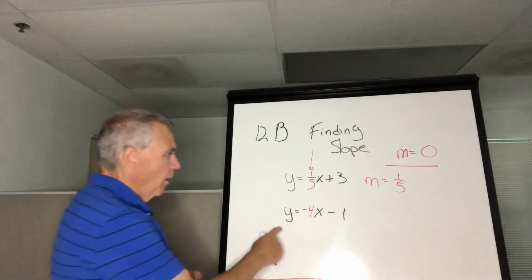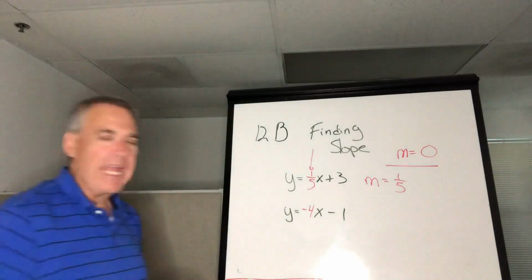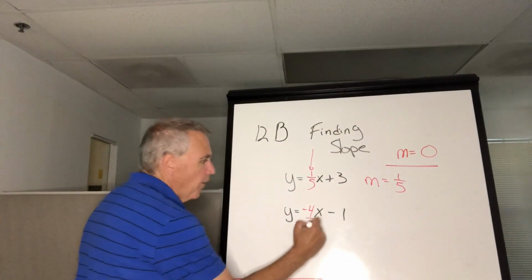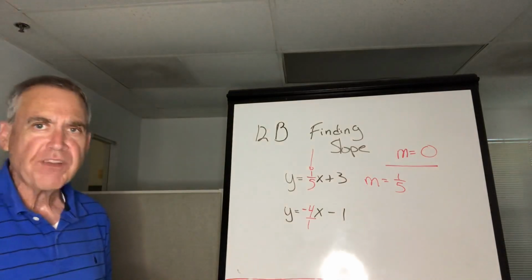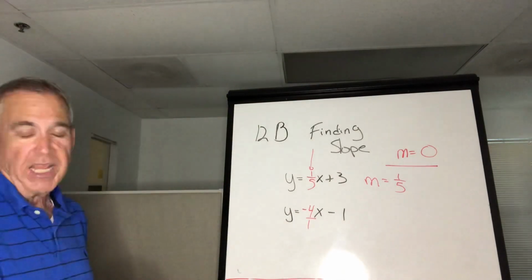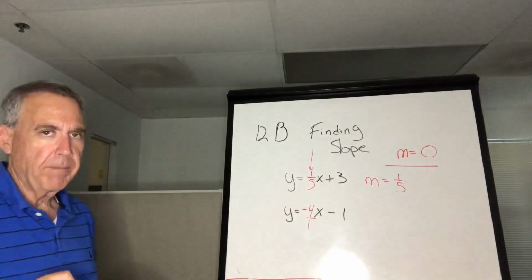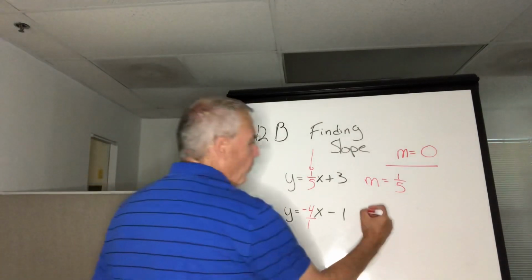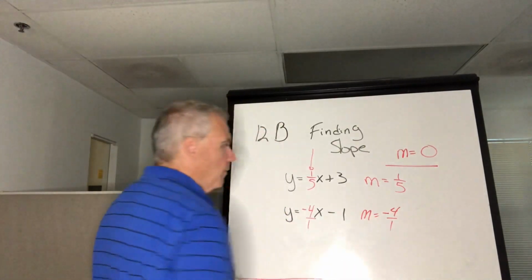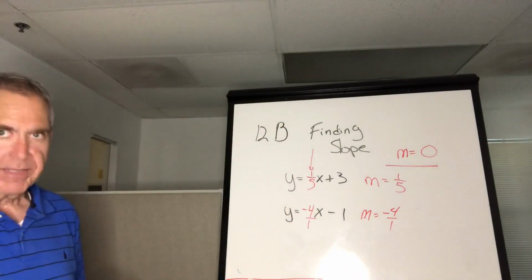Look at this next one. Y equals -4x minus 1. The slope is that number. It's always given as a fraction. So if they don't give it to you as a fraction, like here, just -4, put a 1 below it. M equals -4/1. That's where the slope is.